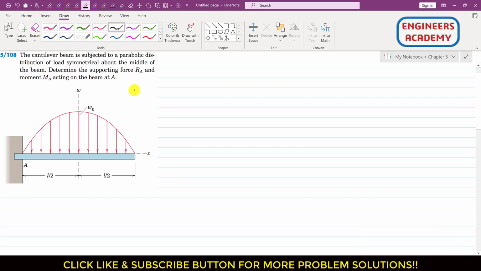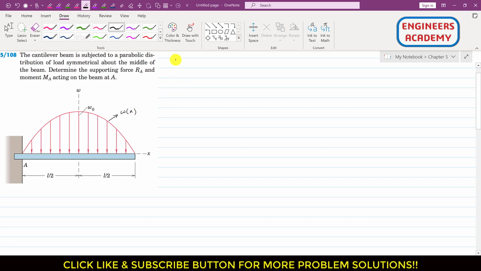So we have to determine the supporting forces Ra and Ma on the beam at this particular point A, right? We have to find the reactions at this point A. But before going to solve this, we have to find this parabolic function, right? So let's say that this curve is w of x function, right? So we have to find this w of x function, right?